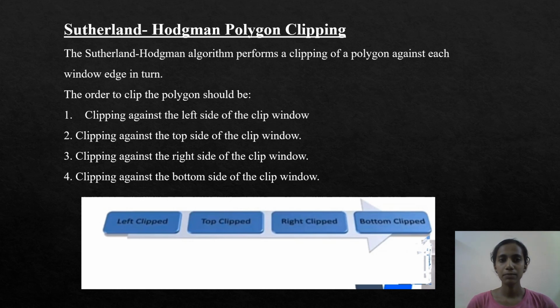The order to clip the polygon is: the first one is clipping against the left side of the clip window, then clipping against the top side of the clip window. The third one is clipping against the right side of the clip window, and the fourth one is clipping against the bottom side of the clip window. The diagram shows the same, that is left clipped, followed by top clipped, followed by right clipped, and then followed by bottom clipped.